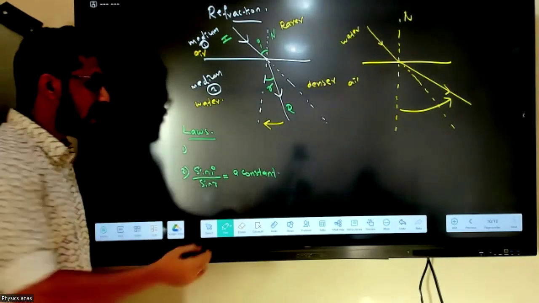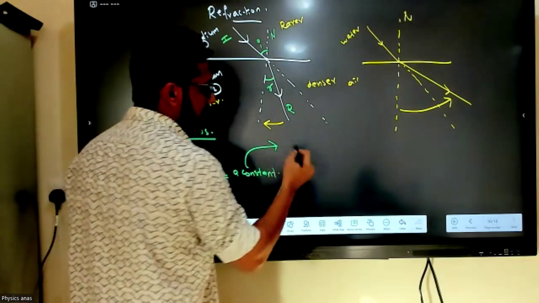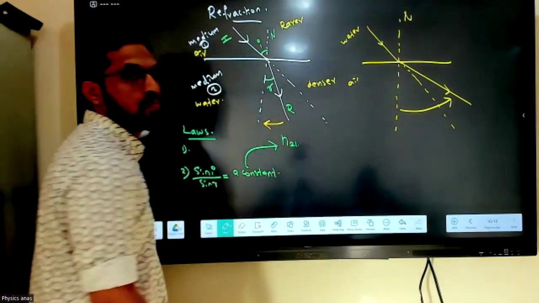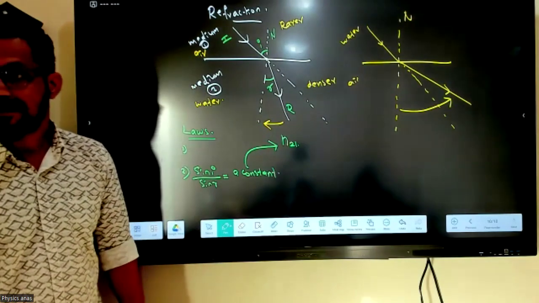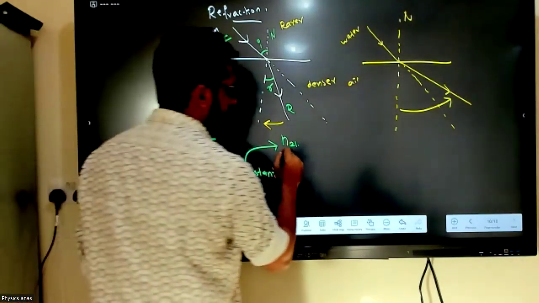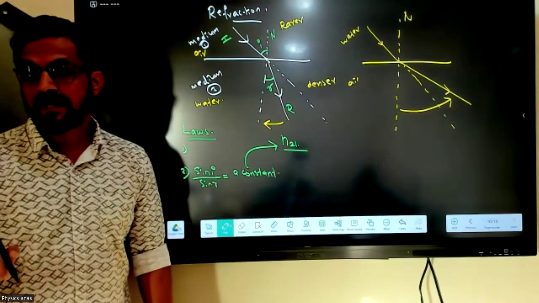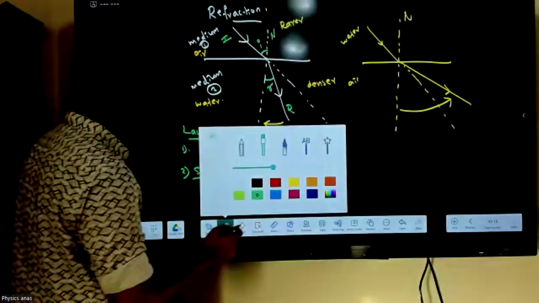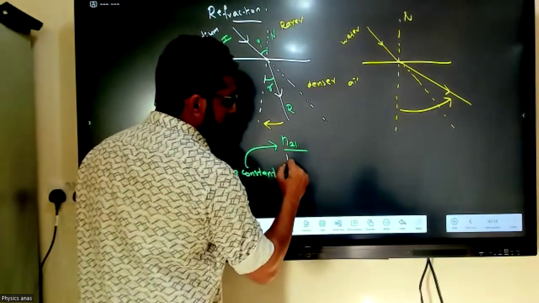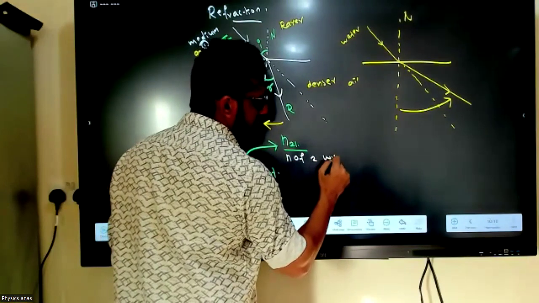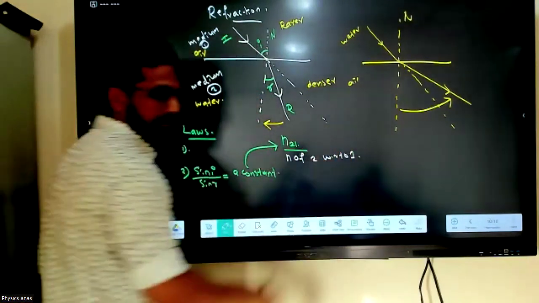Okay, and that constant has a name. That constant can be written like this: n21. What is that constant? That's n21. What is n21? n21 is the refractive index of the second medium with respect to the first medium.